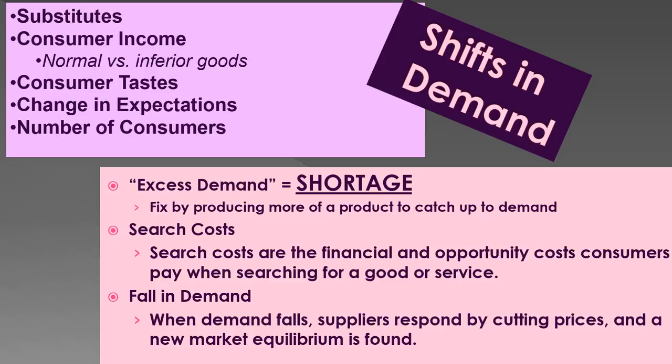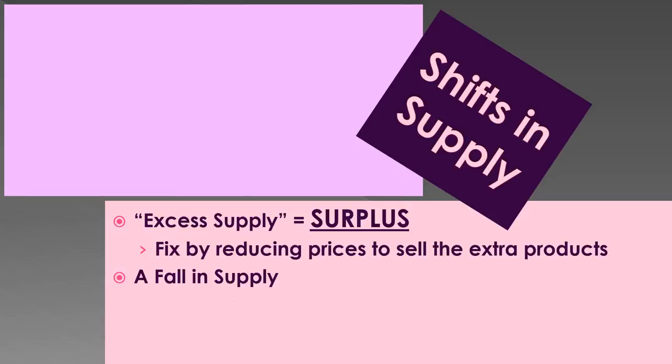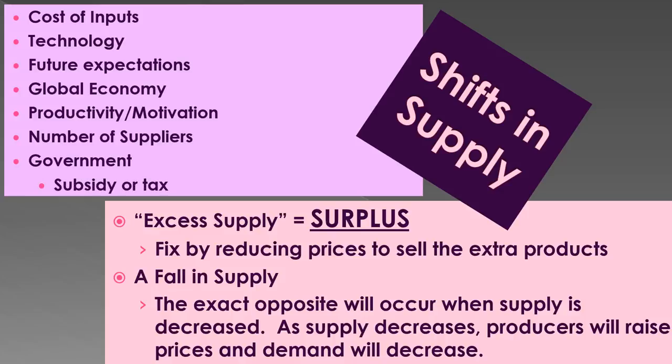The other thing we have to deal with is a fall in demand. When the demand falls, suppliers respond by cutting prices and finding a new market equilibrium. As a quick reminder of shifts in supply, things that shift supply are cost of inputs, technology, changes to future expectations. Sometimes simply the global economy. What's the trade environment like? Productivity and motivation are really important. Number of suppliers and government subsidies and government taxes.